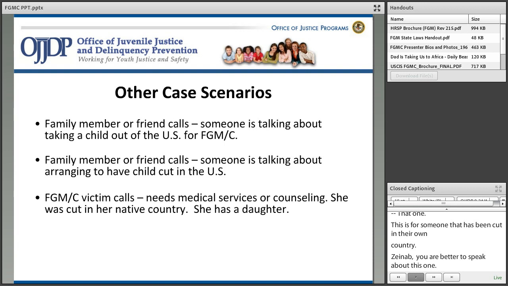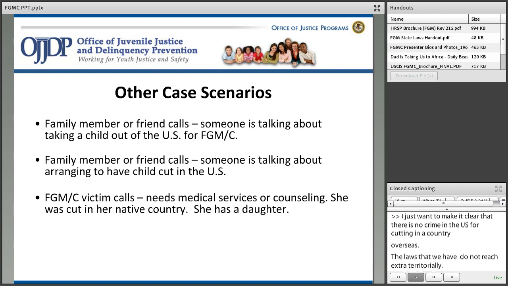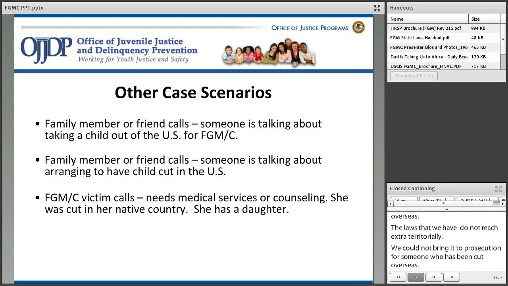So I just want to make it clear that there is no crime in the United States for cutting in a country overseas. So the law that we have, 18 U.S.C. 116, does not reach extraterritorially. So we could not, for example, bring a prosecution for someone who has been cut overseas. So clearly, a woman who has been cut overseas and here in the United States and has a daughter would raise a red flag for us as to making sure the daughter is not cut since we know that it is maternally driven.